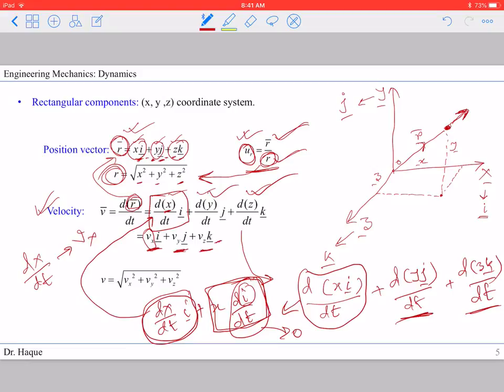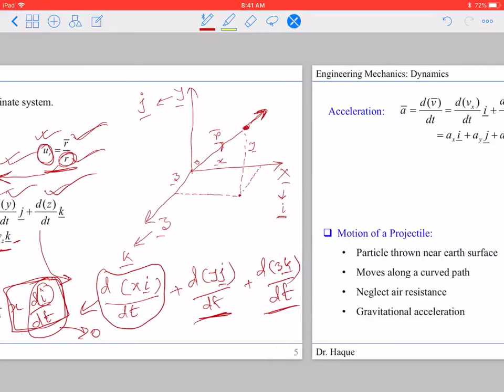So how about the magnitude? Magnitude is the same as we did for position vector r. So velocity v is the square root of vx squared plus the y component squared and the z component squared, and square root all over it. So we'll get the magnitude of velocity v. Let's move to the next slide.